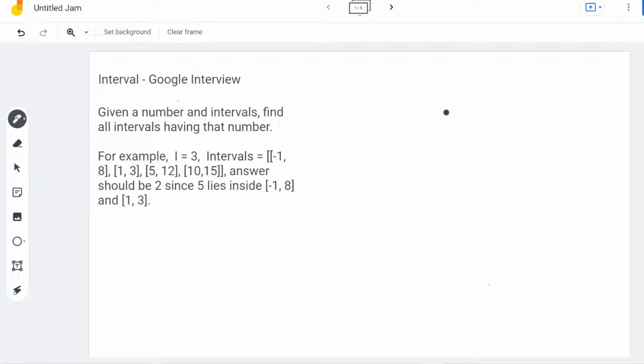To solve this problem, let's answer a simple question. How do you know whether an integer is inside an interval? For example, we have integer 2 and an interval from -3 to 0. In this interval, the right endpoint of the interval is 0, which is less than 2. It means the whole interval is located on the left side of the integer 2.